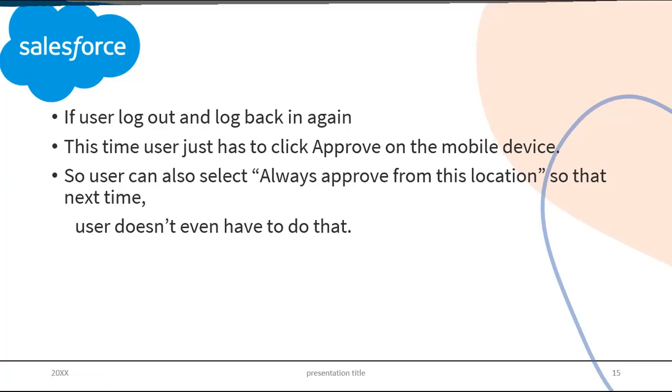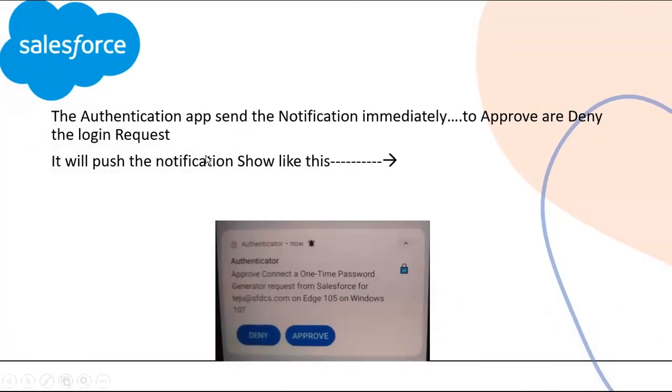And the authentication app sends a notification immediately to approve or deny when we log in. It will push the notification and it shows like this. This is my notification on my mobile: approve, connect your one time password generator request from Salesforce, this username, on Edge 105 on Windows 10. Yes, it shows like this in notifications on mobile.